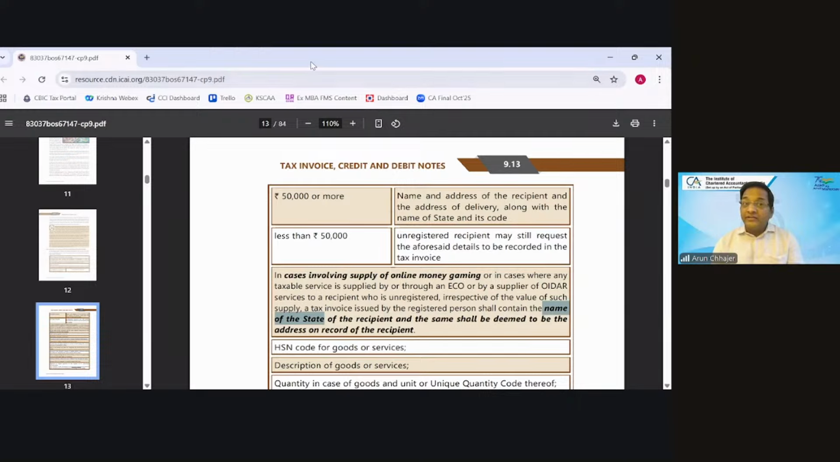And my dear friend, the name of the state shall be deemed to be the address recorded on the invoice, the address in the record of the recipient. Now you know why this word has been given. Can you please tell me why this word has been given? What is the requirement to add the words shall be deemed to be the address on the record? Do you know why these words, deemed to be the address on the record, have been given?